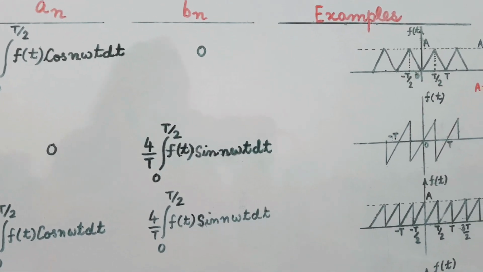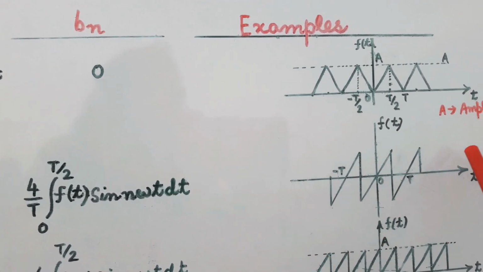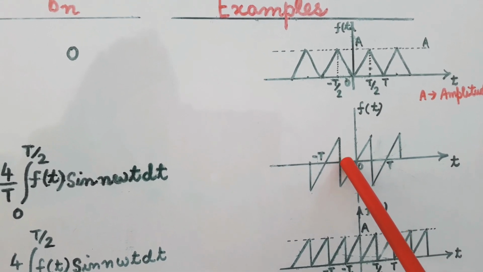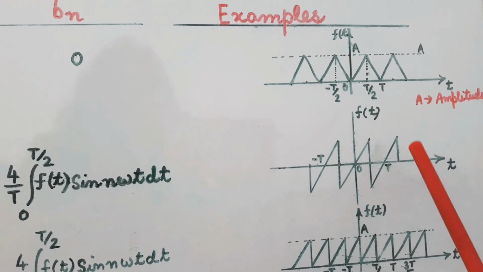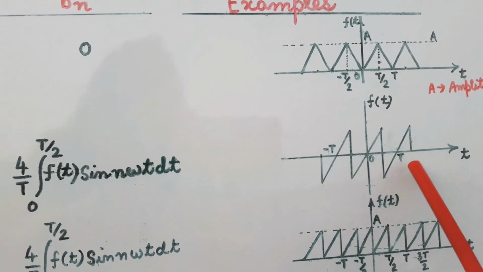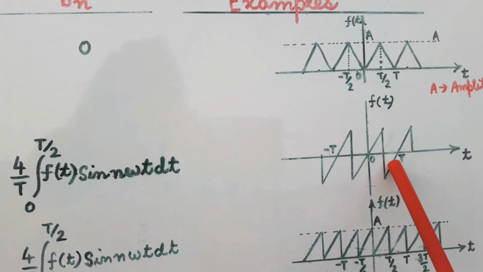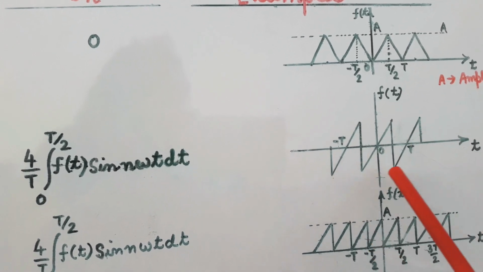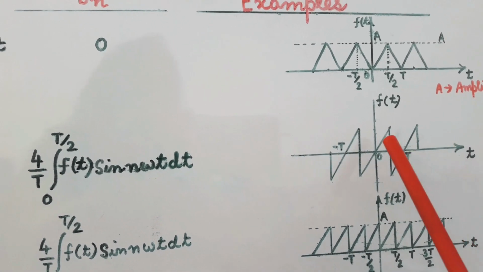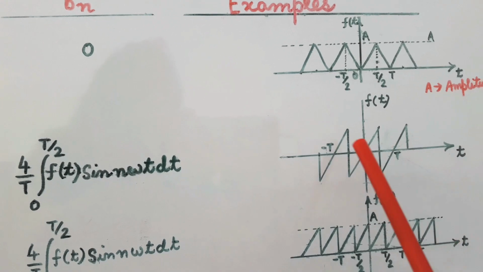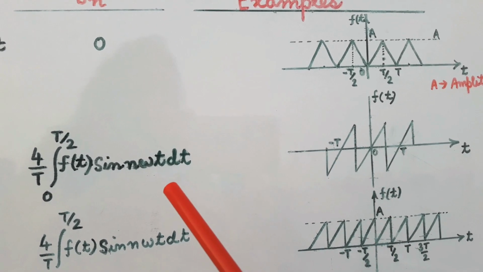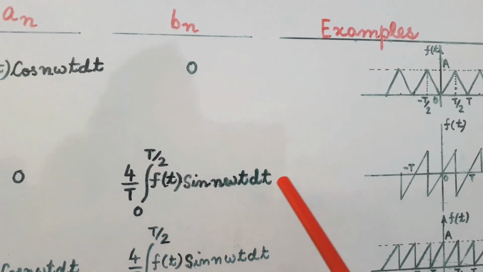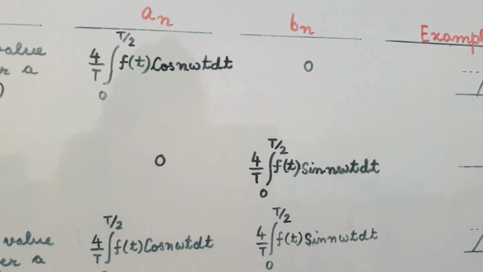And an example of this type of function is shown in this figure. From this figure we find that f(t) will be equal to -f(-t). So, this function is an odd function, and so the Fourier series of this function will contain only the term bn, and the coefficients a0 by 2 and an will be 0. So, we will directly substitute the value of a0 by 2 and an as 0 in the Fourier series of this type of function, and we will calculate only the value of bn in this case.